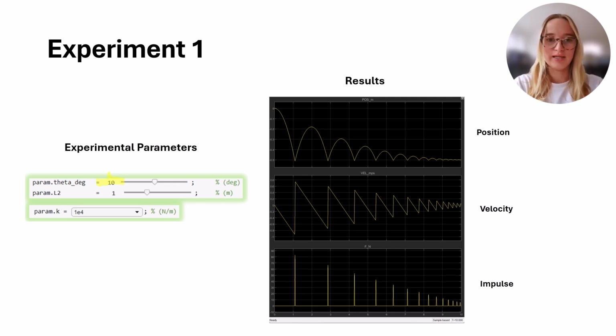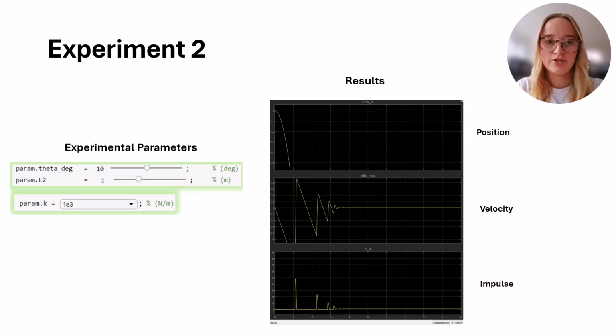The cart will be released from a distance of 1 meter to the block, and the spring stiffness will be 1 by 10 to the 4th power. On the right-hand side, you can see the results showcasing the position, velocity, and impulse forces over time.